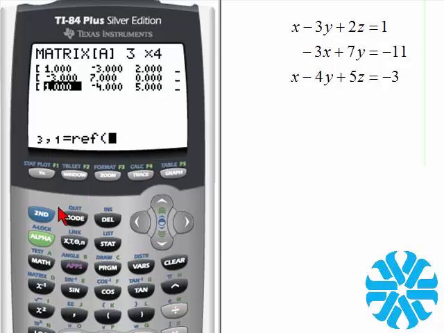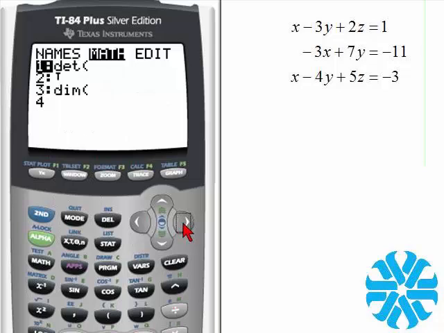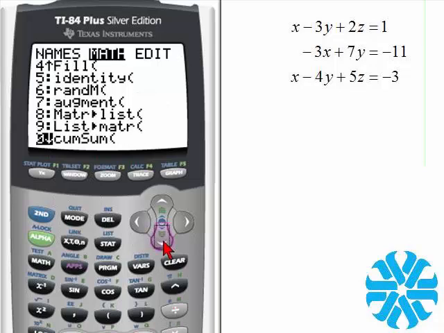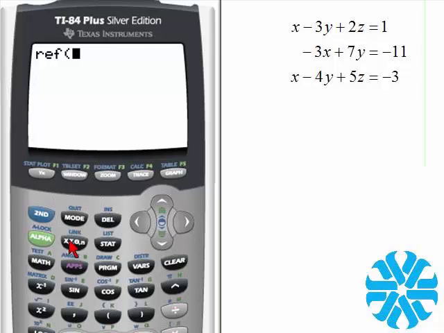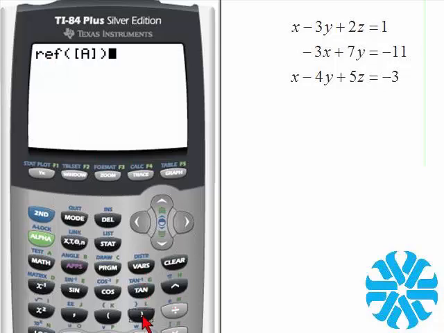So remember, we need to completely quit out of the matrix mode. So second function, quit. Okay, let's clear that. And now we would go into second function matrix, and then you go to math. And then now we want REF. So you always want to start your operation from the main screen. So there's REF. Select enter. And we want second function matrix. We want matrix A. Select enter. Then close the grouping symbol and select enter.